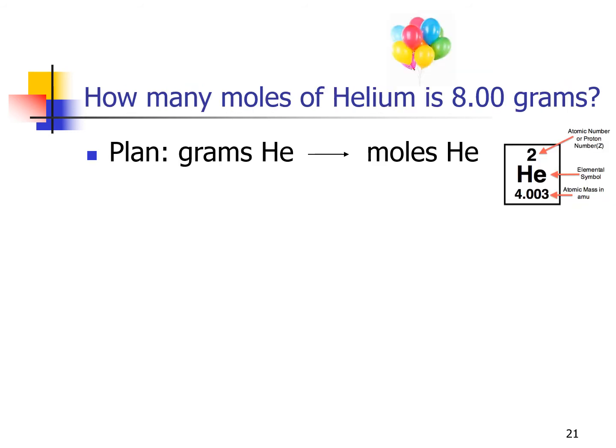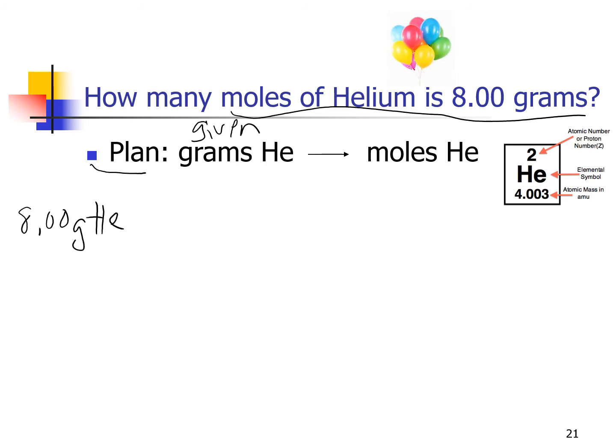How many moles of helium is 8 grams of helium? We always want to start with our plan, where we start with what's given to us. And in this problem, we're given 8.00 grams of helium. What we're looking for is moles of helium. That's our question. And to go from grams to moles, we are going to use molar mass as our conversion factor, and that's the molar mass of helium that we obtain from our periodic table.